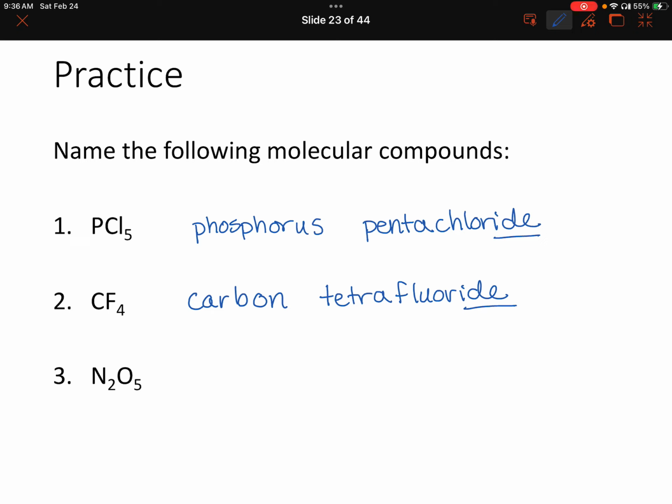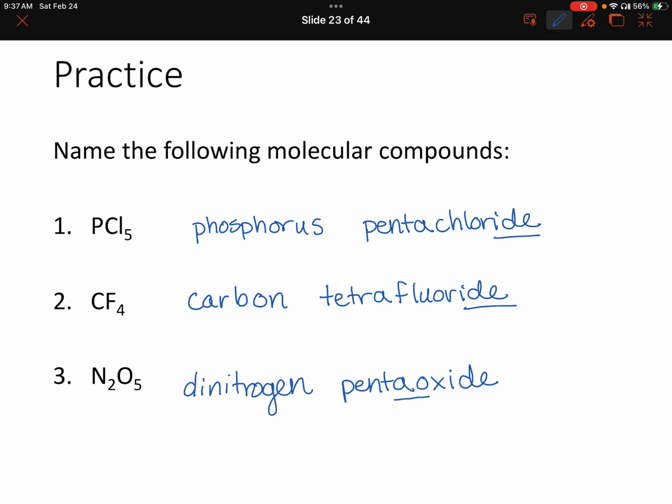All right, and then last we have N2O5. Okay, so now we have multiples of the first element. So now we get to use a prefix with the first element. So what is the prefix for 2? Di. So dinitrogen. And what was the prefix for 5? It was penta. And then oxygen is going to become oxide.